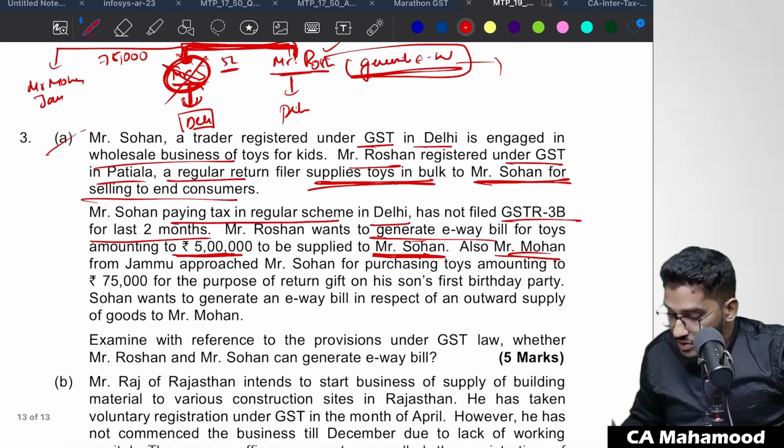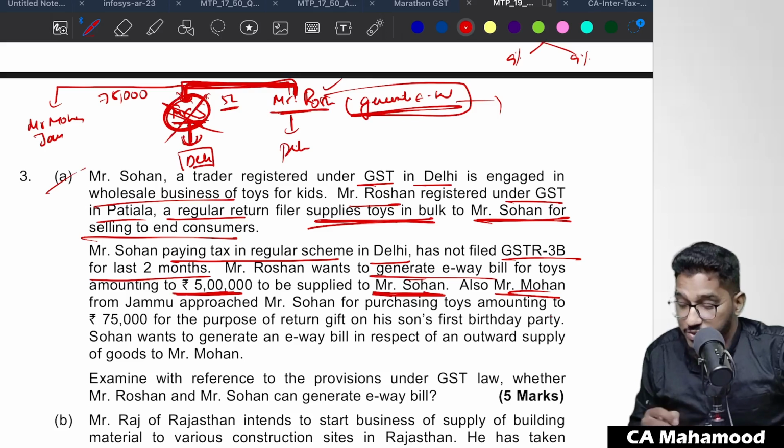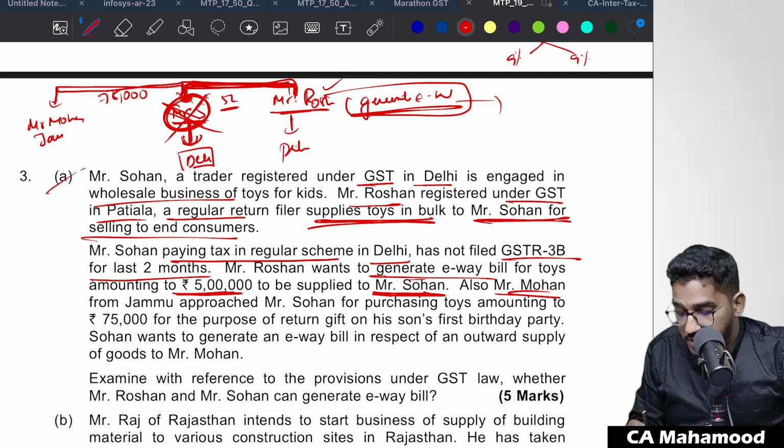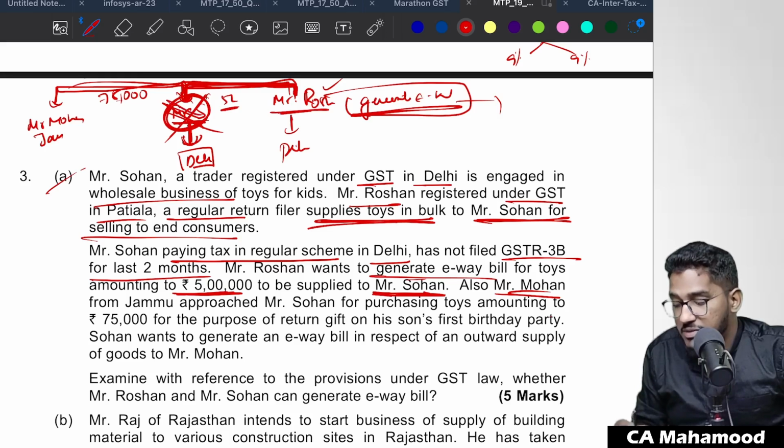Sohan wants to generate e-way bill in respect of an outward supply of goods to Mr. Mohan. Now you tell me, this person did not file the return for 2 months. Now he is making supply to Mr. Mohan, who is there in Jammu, and the value of supply has exceeded 50,000 rupees. Now it should be accompanied by e-way bill. But you tell me, is Mr. Sohan eligible to generate the e-way bill now? No. Why? Because since he did not file the returns for 2 months, his e-way bill generation facility will be blocked. So now can he generate e-way bill to Mr. Mohan? No, that can't happen.